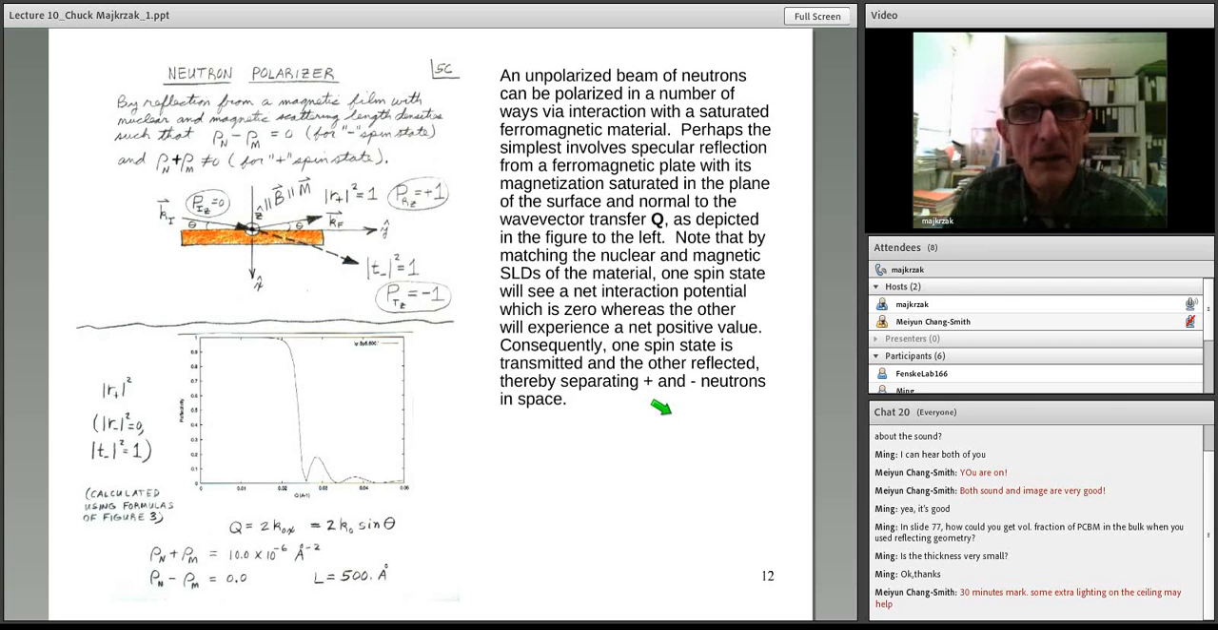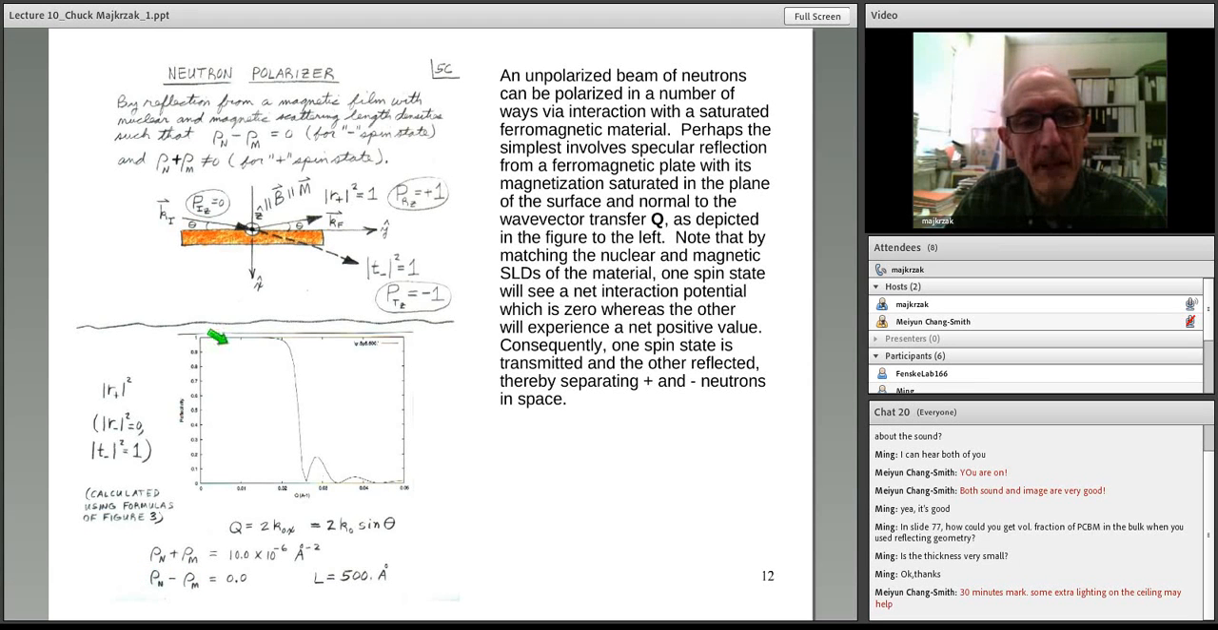So now this slide tells us how we create a polarized beam. The way a beam is polarized is typically the following. You can take a magnetic film deposited on a substrate, or self-supporting, and if a beam is incident at some glancing angle, then if it's a magnetic material, there are two scattering length density components, the nuclear part and the magnetic part. The sum of these two will correspond to neutrons that are in the spin-up state, and the difference will correspond to those in the spin-down state.